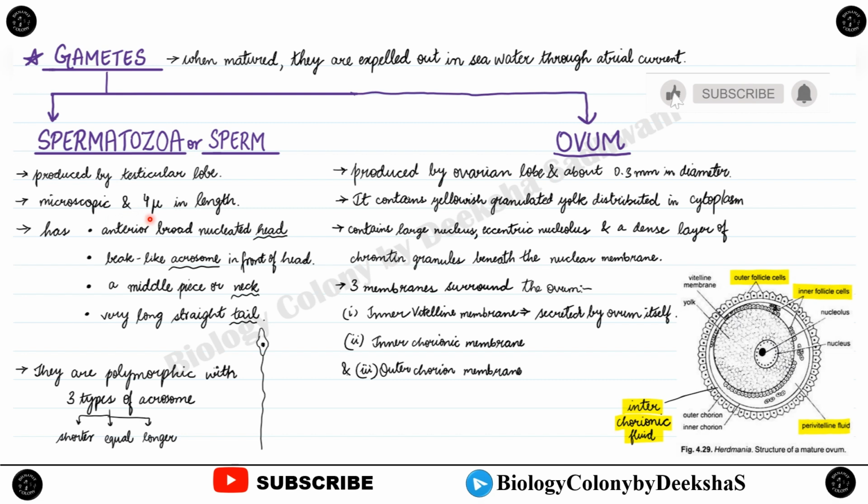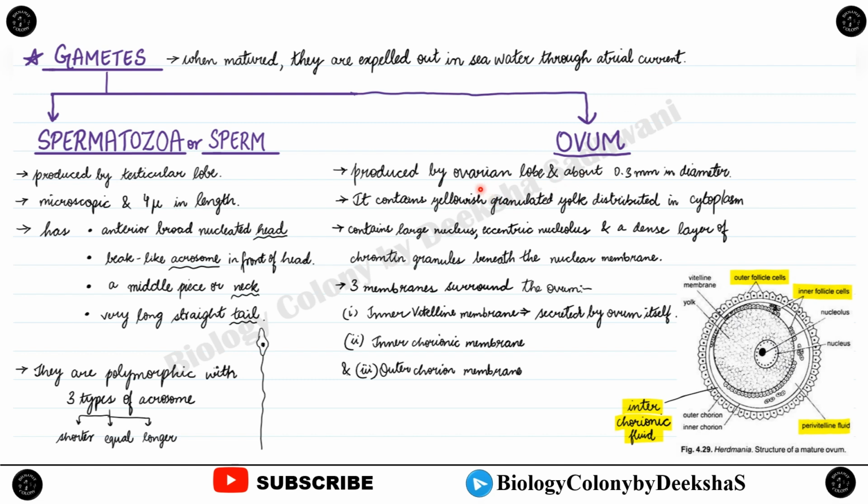They are microscopic and 4 microns in length, and they contain 4 structures or regions, that is, a head region that is broad and nucleated. We have a beak-like acrosome that is present in front of the head, a middle piece on the neck, and a very long straight tail, as you can see in this diagram. Also, they are polymorphic and have 3 types of acrosomes. Acrosome could be shorter, equal or longer.